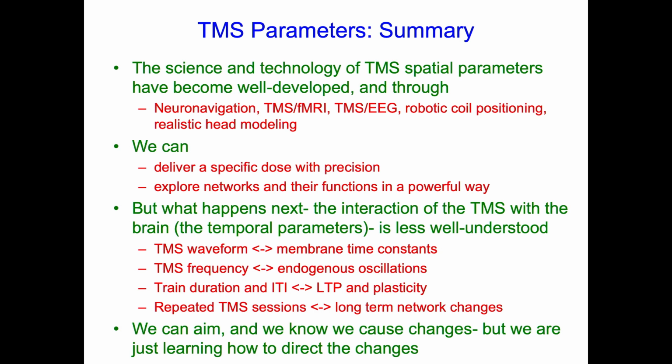Also, the TMS frequencies, how they're related to the endogenous oscillations of the brain, can matter in terms of what TMS effects we create. The train duration and the ITI, the intertrain interval rather, can have big effects. You saw that with, for instance, theta burst. Just changing the intertrain interval can change whether things are excitatory or inhibitory.